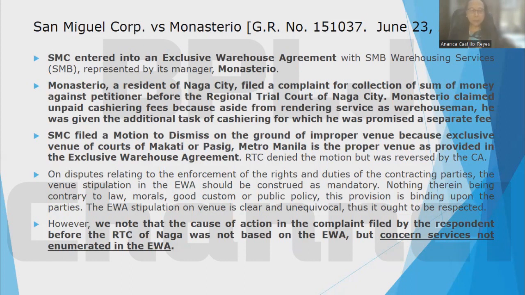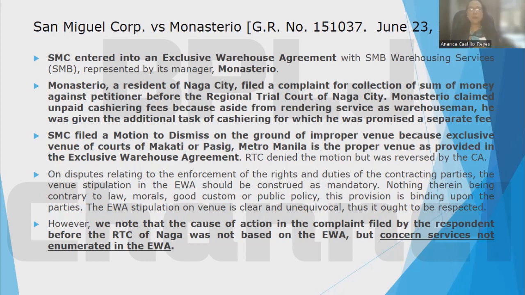Okay, San Miguel Corporation versus Monasterio. So in this case, San Miguel entered into an exclusive warehouse agreement with Monasterio. Monasterio, who is a resident of Naga City, filed a complaint for collection of sum of money against San Miguel before the RTC of Naga. Monasterio claimed for unpaid cashiering fees because aside from rendering service as a warehouseman, he was given the additional task of cashiering, for which he was promised a separate fee.